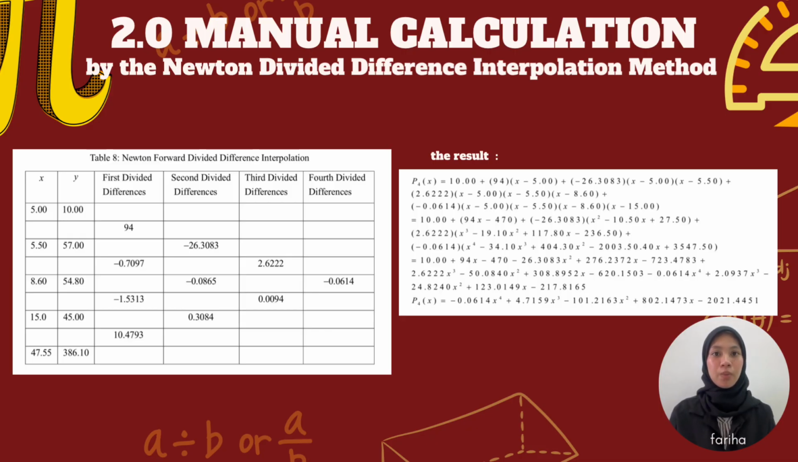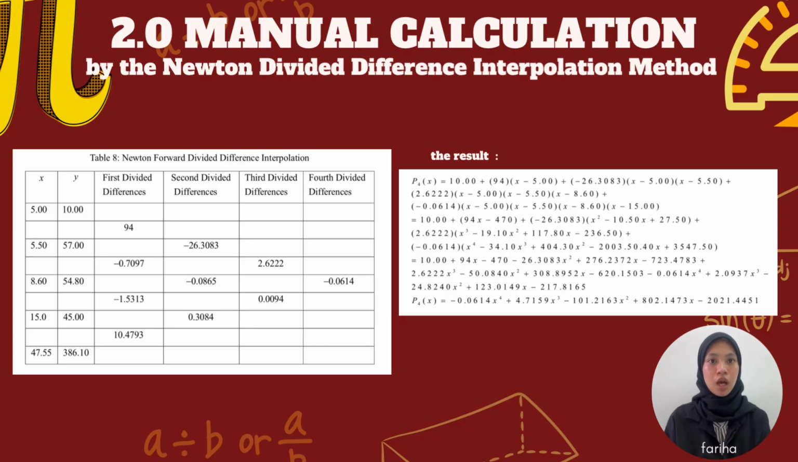The final polynomial obtained is very similar to the one generated by the Lagrange method. However, as shown in the comparison slide, the Newton method produced slightly smaller interpolation errors, demonstrating its effectiveness and accuracy for this dataset.